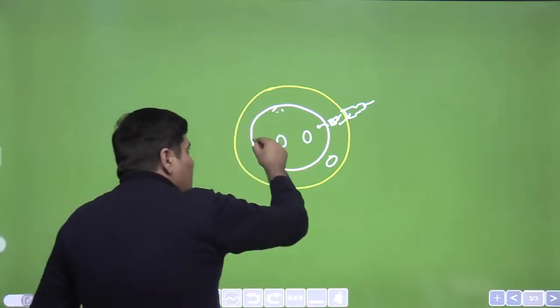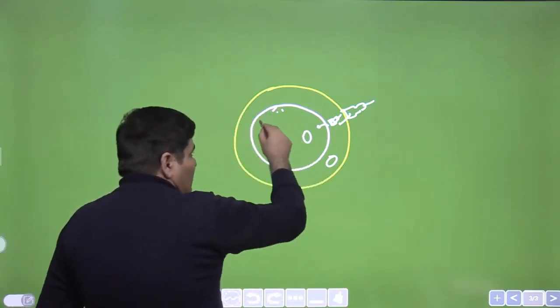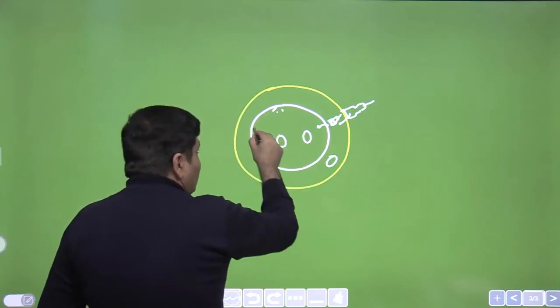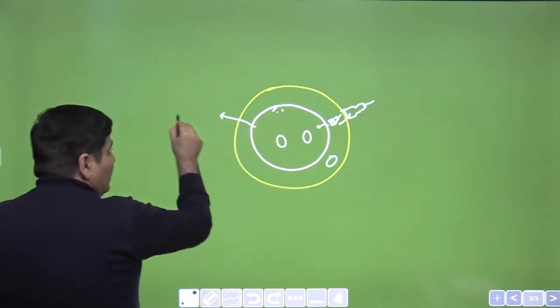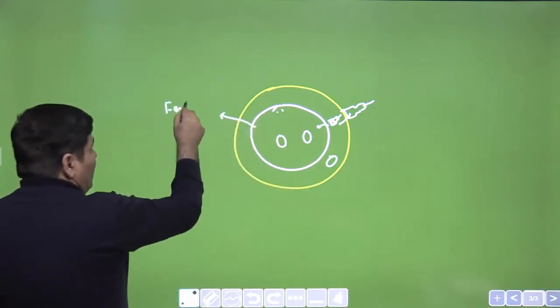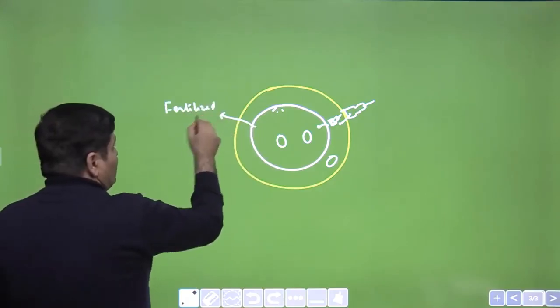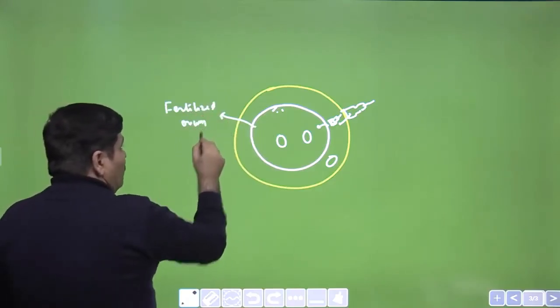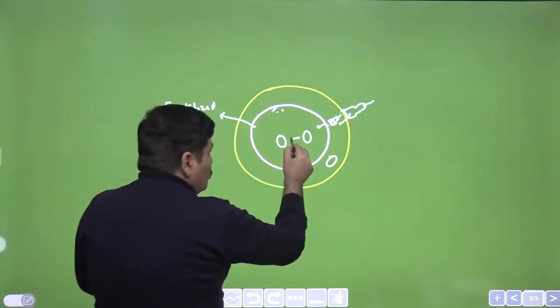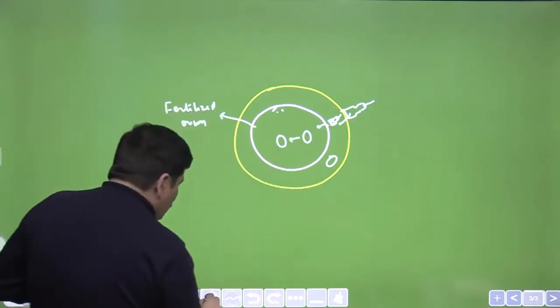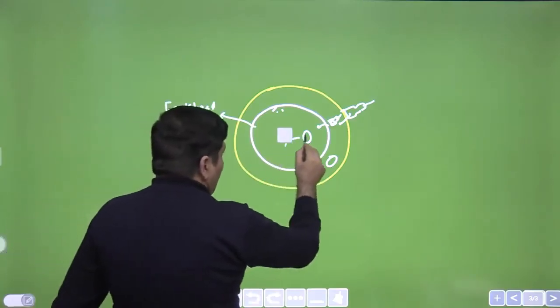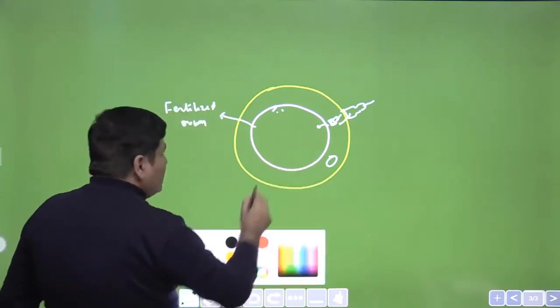And what you are seeing is a cell with two haploid nuclei, and I am not yet calling it a zygote. I am calling it a fertilized ovum, and this would be followed by the fusion of the two nuclei, which will lead to the formation of a diploid nucleus with 46 chromosomes.